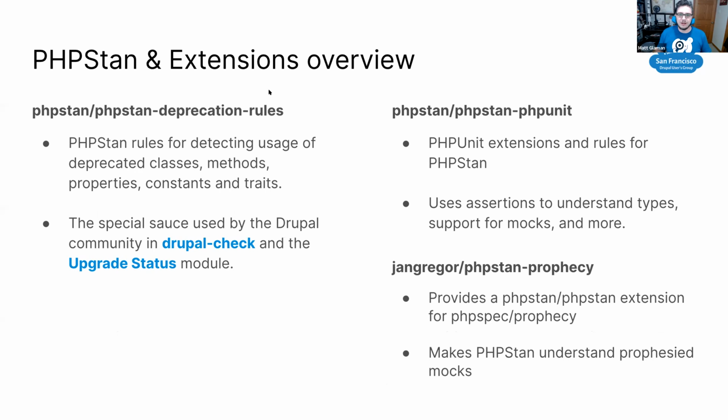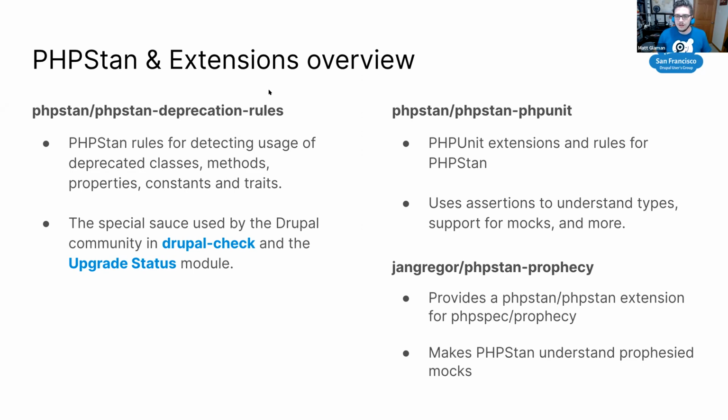So there's the PHPStan deprecation rules. If you did any upgrades from Drupal 8 to Drupal 9, that extension was your lifeblood. That is the magic behind Upgrade Status and Drupal Check, which, by the way, I forgot to mention, Upgrade Status runs PHPStan under the hood for you. Deprecation rules basically finds whenever you call a function or method and sees if its PHPDoc has @deprecated, and then allows us to return that message. So that's a special sauce that helped us get through 8 to 9 and is helping us get through the 9 to 10 upgrade.